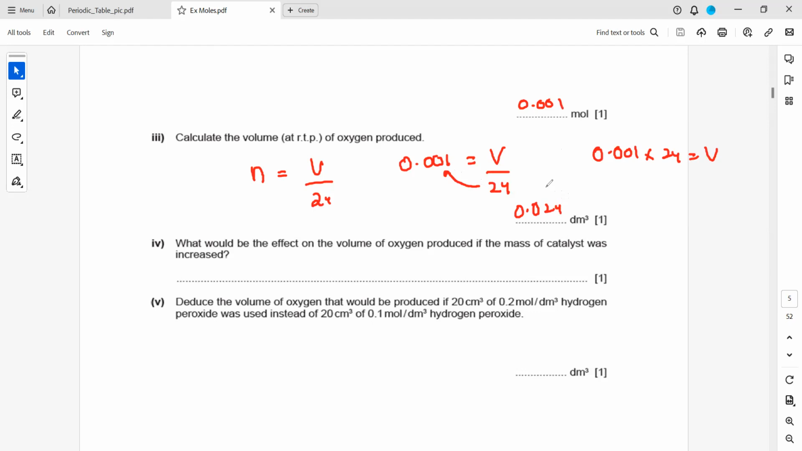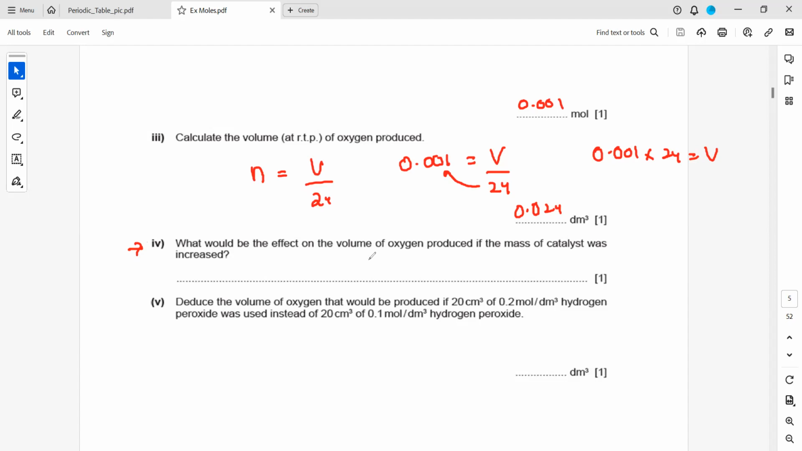So if we need the volume of the gas, we just need the moles. If we know the moles, we can find the volume of any gas at room temperature and pressure. The fourth part is actually related to another chapter, which is about the chemical reactions. You will learn about it.